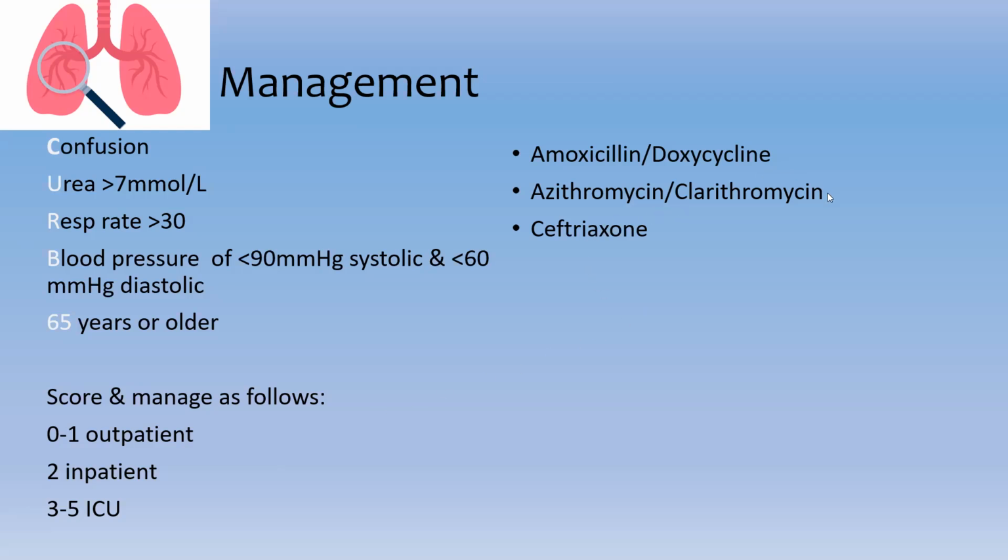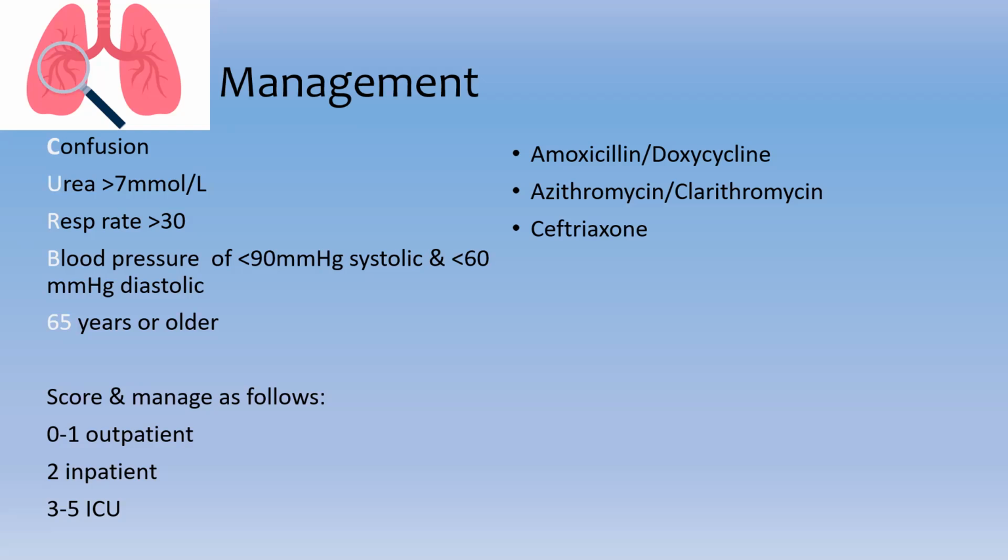I think another point to mention is that if serum urea is not readily available, then you can do the CURB 65 without the U. In that case, the CRB score of 0 means that the patient is treated as an outpatient. Yeah, as an outpatient. And if the CRB score is greater than 1, then hospitalization is recommended.